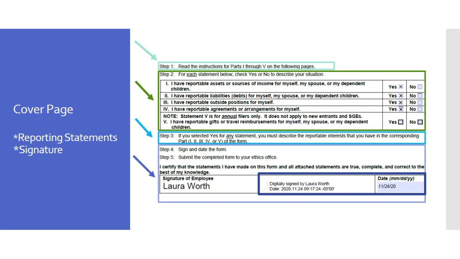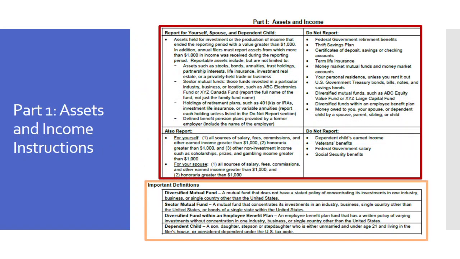Finally, do not forget to sign and date the report before submitting it. Your signature certifies that the statements you made are true, complete, and correct to the best of your knowledge. Each part of the form comes with its own set of instructions. The instructions will help you determine how to answer the reportable statements on the cover page. The left-hand column tells you what items you are required to report. The right-hand column tells you what you do not have to report. Read both columns. Many reporting errors come from both underreporting and overreporting items.